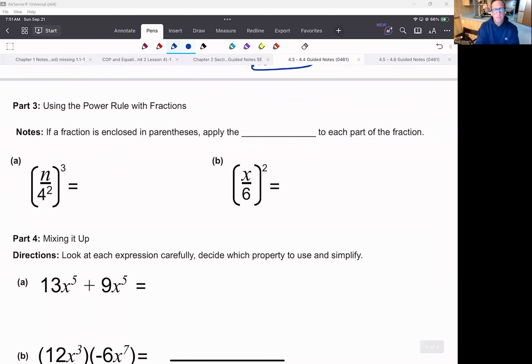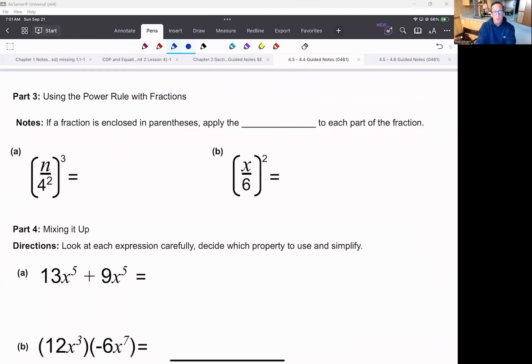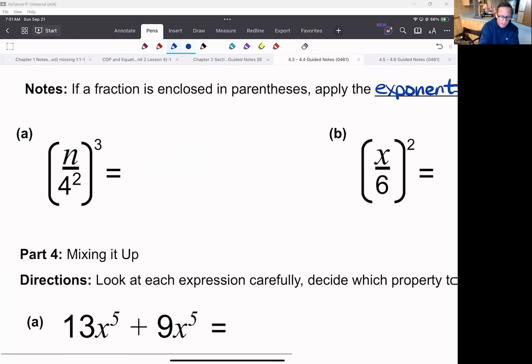All right, next page, let's go through part 3. Using the power rule with fractions. The notes say, if a fraction is enclosed in parentheses, apply the exponent to every part of the fraction. So again, it's going to feel like distributing. It technically is not that, but it feels like it.